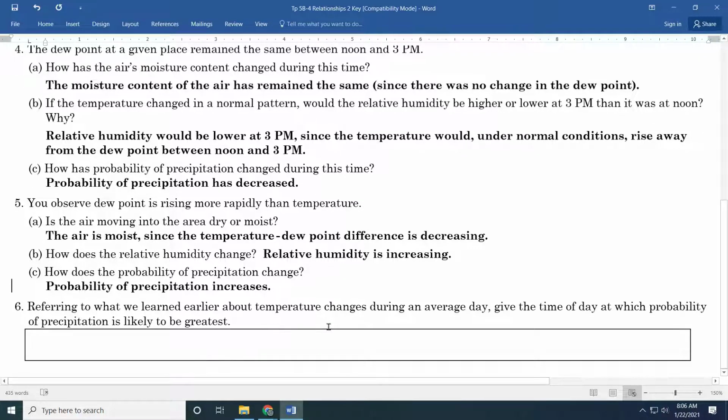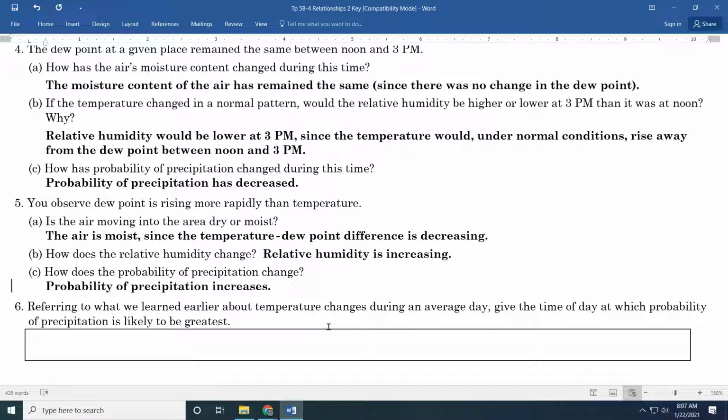Last one, referring to what we learned earlier about temperature changes during an average day, give the time of day at which the probability of precipitation is likely to be greatest. So during the day, it's coldest just after sunrise. It's warmest middle of the afternoon. That's what we learned in the insolation topic 5A. Now, assuming that we don't bring in a brand new chunk of air with more or less moisture and mess with it, we're just going to say, all right, there's a certain amount of moisture in the air.